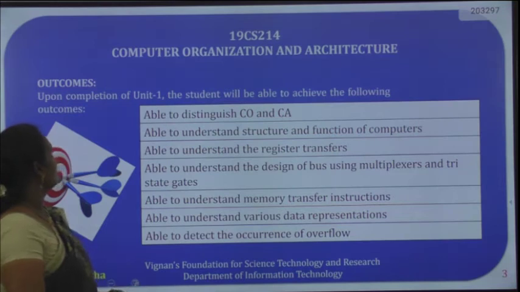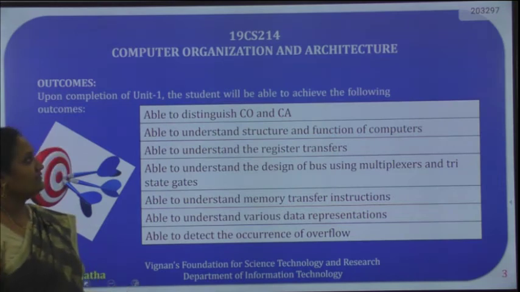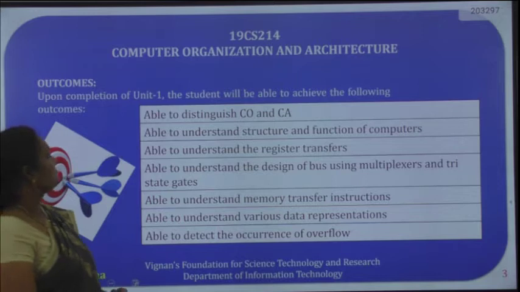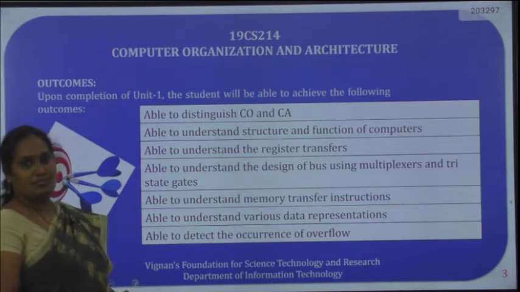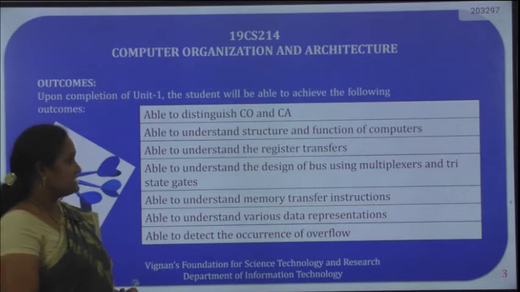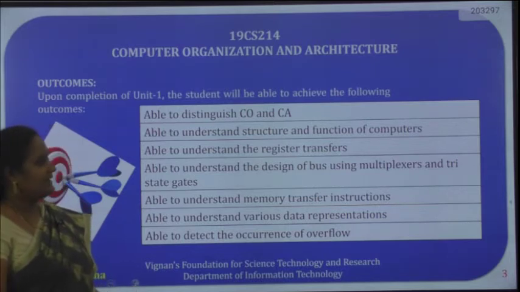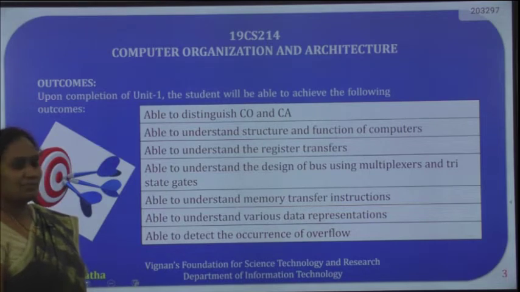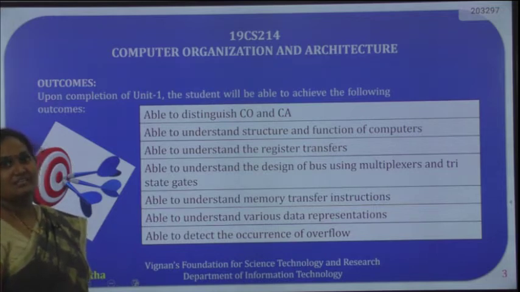The main outcomes of this unit are, by following all the sessions of this unit, the student will be able to distinguish computer organization and architecture, understand the structure and function of computers, understand register transfers, understand the design of a bus using multiplexers as well as tri-state gates, understand memory transfer instructions and various data representations, and also the overflow which occurs during arithmetic operations on binary data.